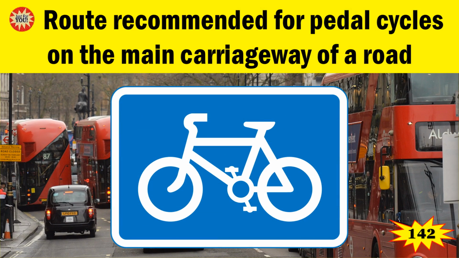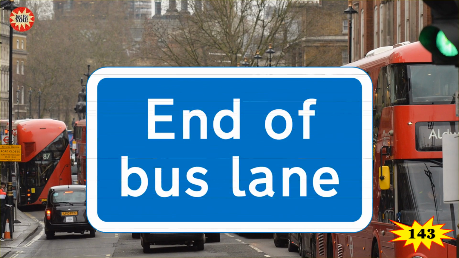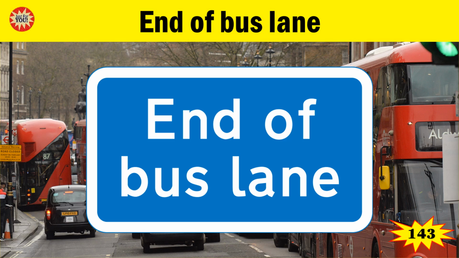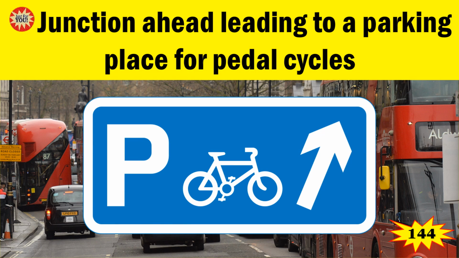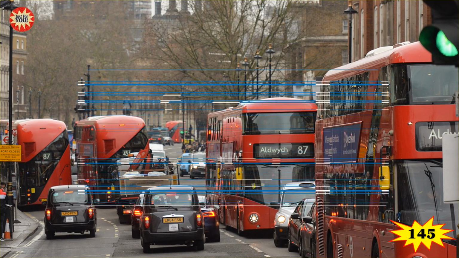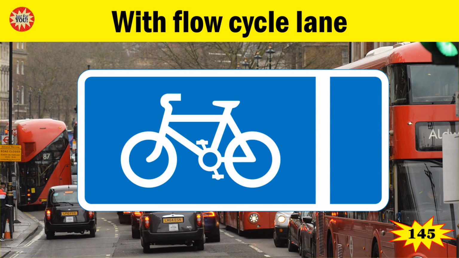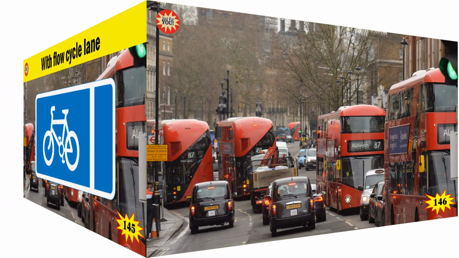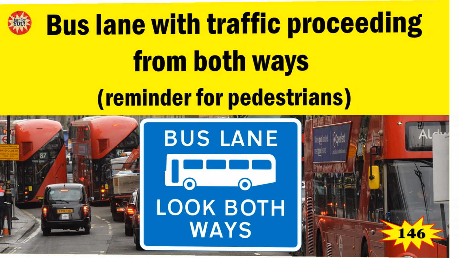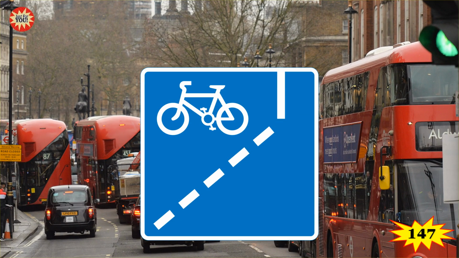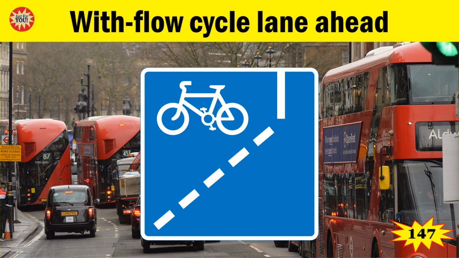Route recommended for pedal cycles on the main carriageway of a road. End of bus lane. Junction ahead leading to a parking place for pedal cycles. With flow cycle lane. Bus lane with traffic proceeding from both ways. Reminder for pedestrians. With flow cycle lane ahead.